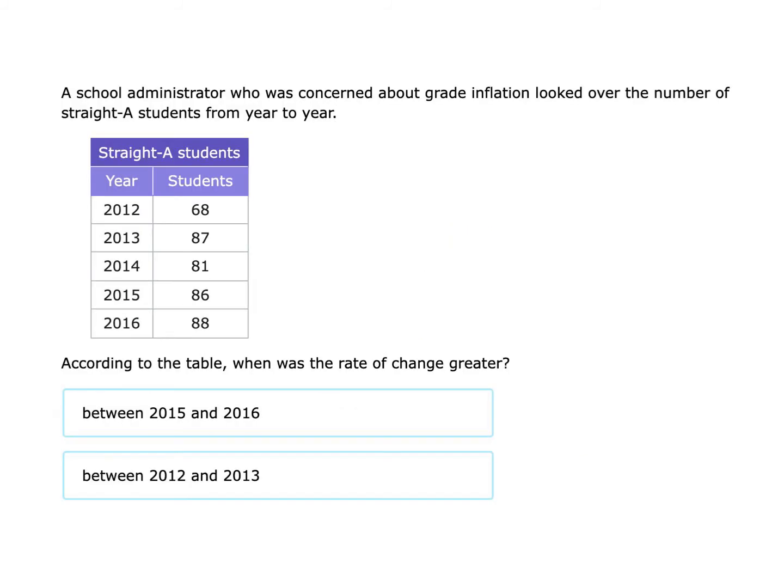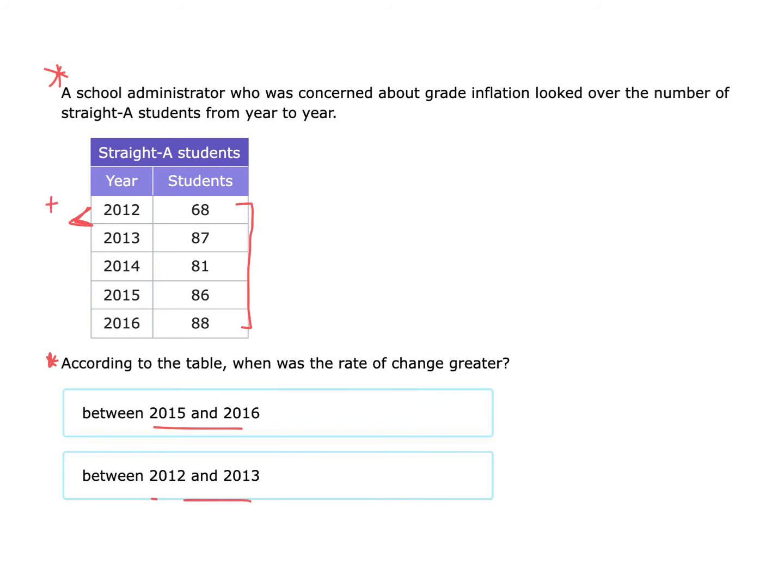So we have another example of a non-constant rate of change. A school administrator who was concerned about grade inflation looked over the number of straight A students from year to year. According to the table, when was the rate of change greater? So if we look at these numbers, we can see that it is changing at a different rate every year. So that's how we know it is not a constant rate of change. But we're going to compare 2015 to 2016 and then 2012 to 2013.